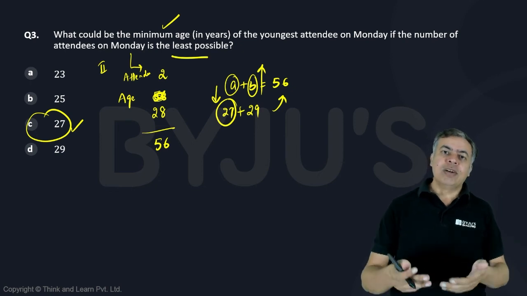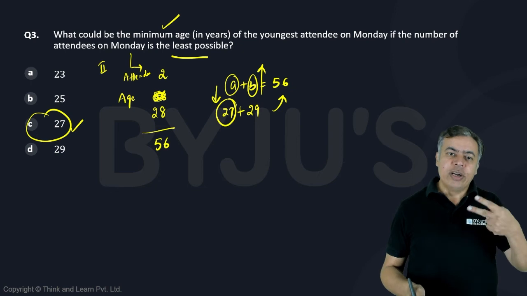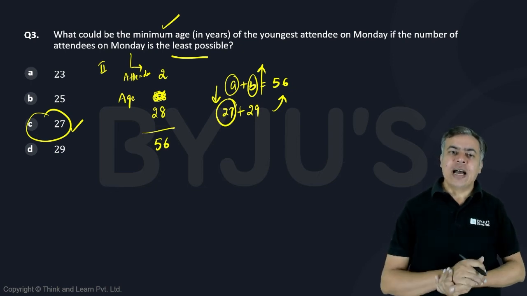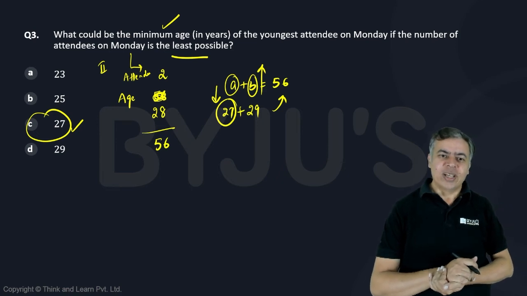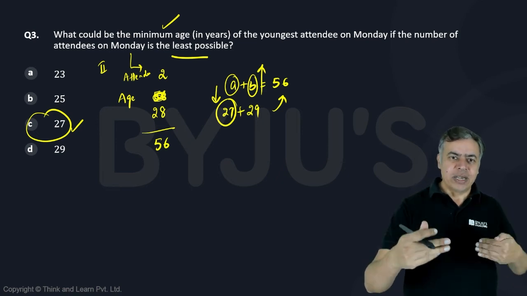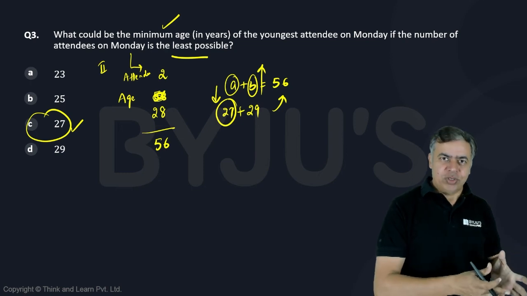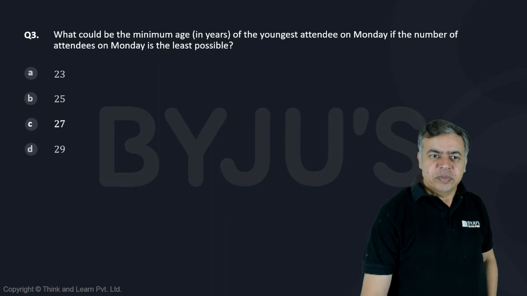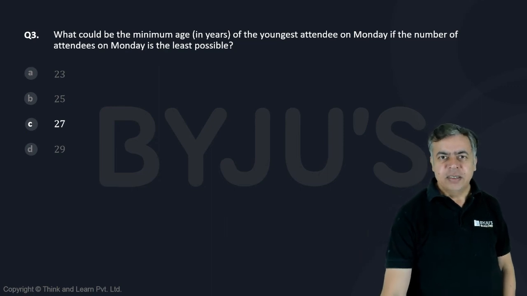Least possible, I will take the second case where there are only 2 attendees, right? And in that case, if the average age is 28, one must be 29 and one must be 27 to get the minimum age. Okay. So yes, 27 is the correct answer.